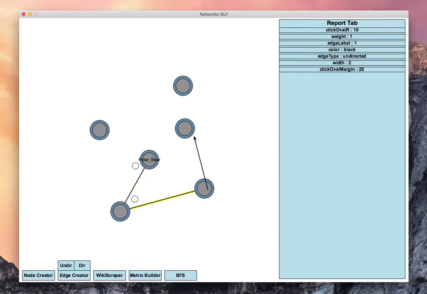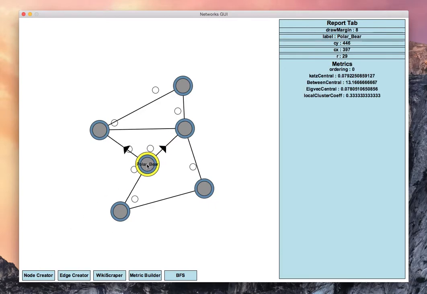Undirected edges don't have a given direction. Obviously, directed edges will have a direction. These are important for when we build metrics off a given graph. Let me add a directed edge too. And then I can start getting metrics to build off this graph.